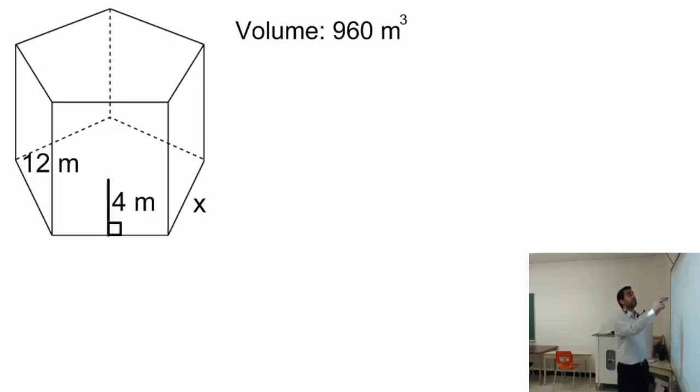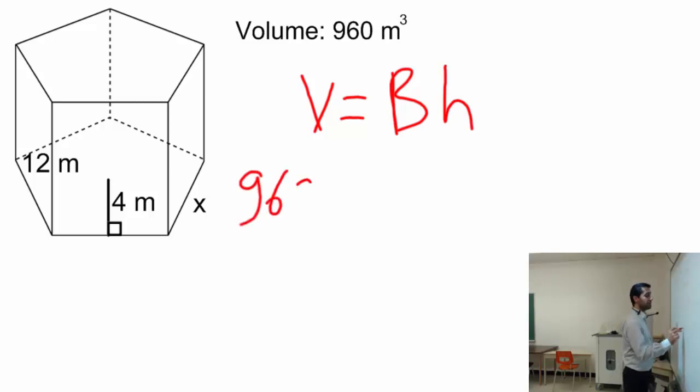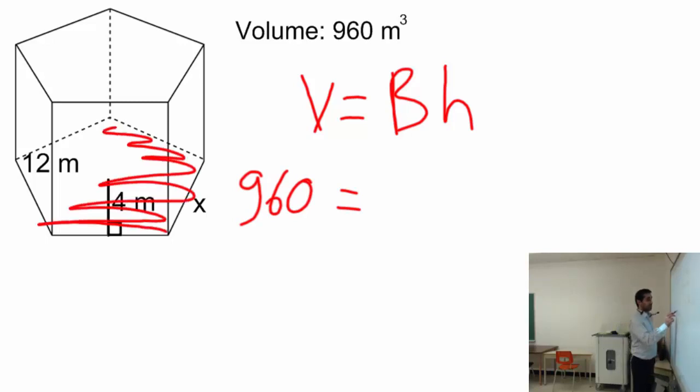Why volume? Because the volume is given to us. So I'm going to write down the volume formula first. All prisms have the same volume formula, which is capital B, base area, times height. And volume is given, so let's write that down. 960 equals base area. This is the base area.